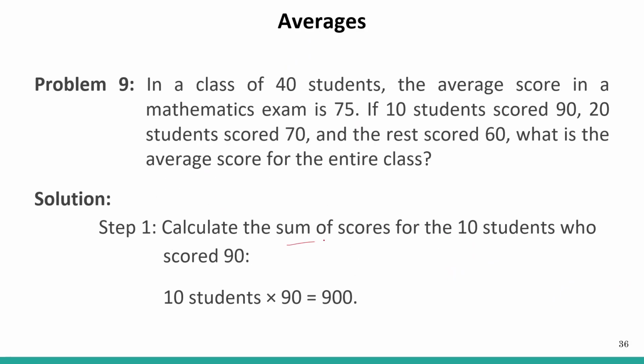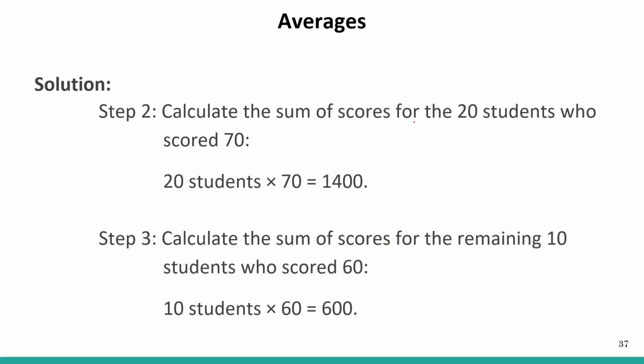So as you can see, what we did first was we summed all the scores of 10 students scoring 90, that is equal to 900. Then we summed up the scores of 20 students whose score was 70, and we got 1400. And then we calculated the sum of scores of the remaining 10. How? With a capacity of 40 students, 40 minus 20 minus 10 is equal to 10, right? So 10 students who scored 60 is equal to 600.